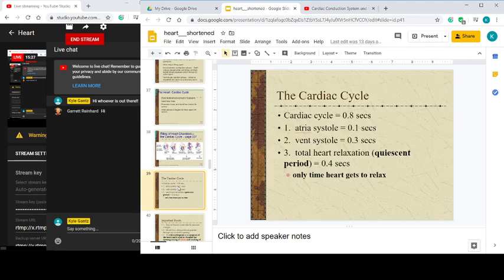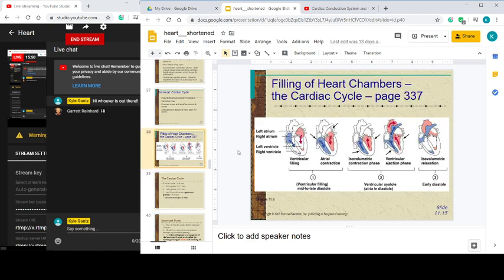Anyway, okay, so when we talk about the contraction times, these are pretty quick. I mean, we know that electricity moves quickly anyway, but sometimes I don't think we realize how quick it is. So the cardiac cycle, this cycle takes 0.8 seconds to do.